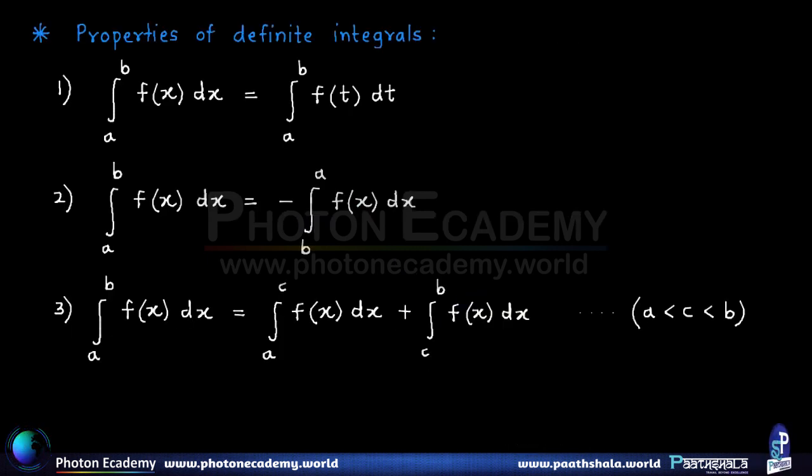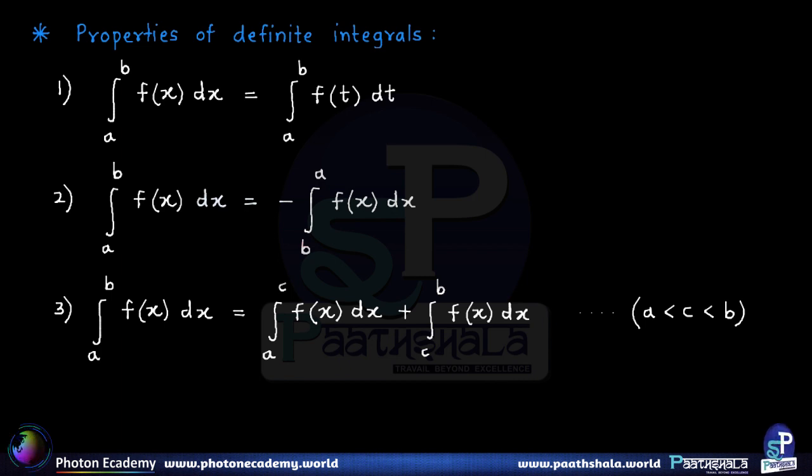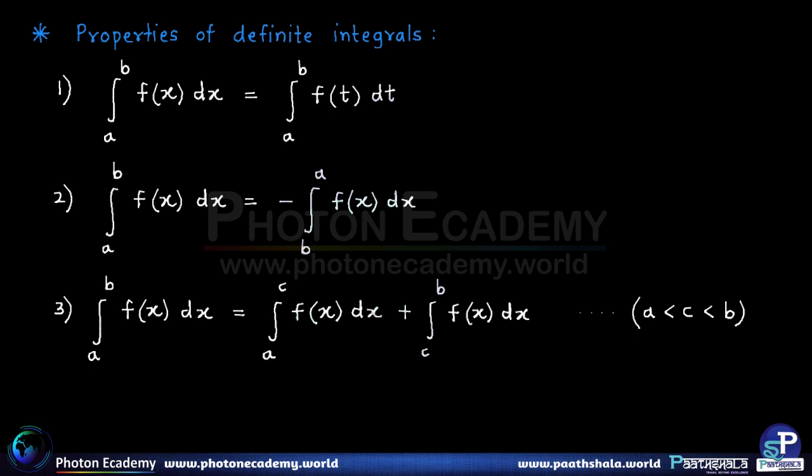First property is integral of f of x from a to b is the same as integral of f of t from a to b, that is change of variable does not change the value of the integral provided the limits are the same. Second says that if we interchange the limits, then the value of the integral becomes the negative of the original value. In the third property we have seen that a definite integral can be broken into a sum of two definite integrals considering a value that lies between the two limits.